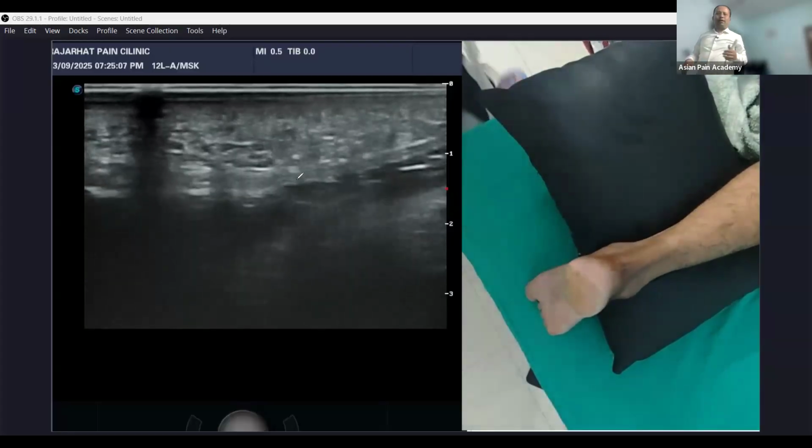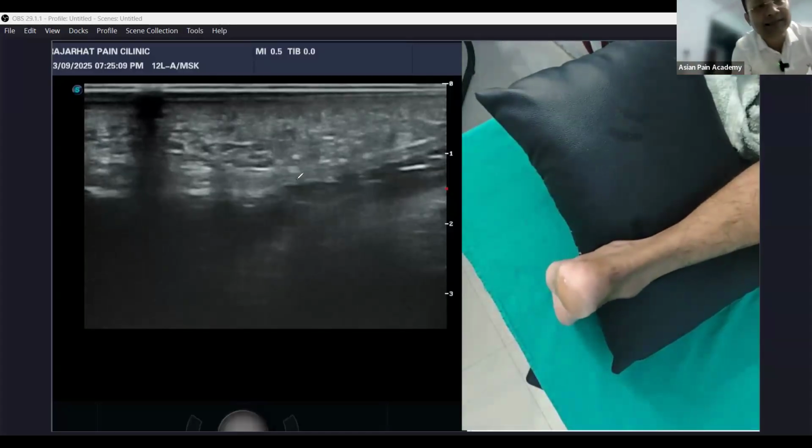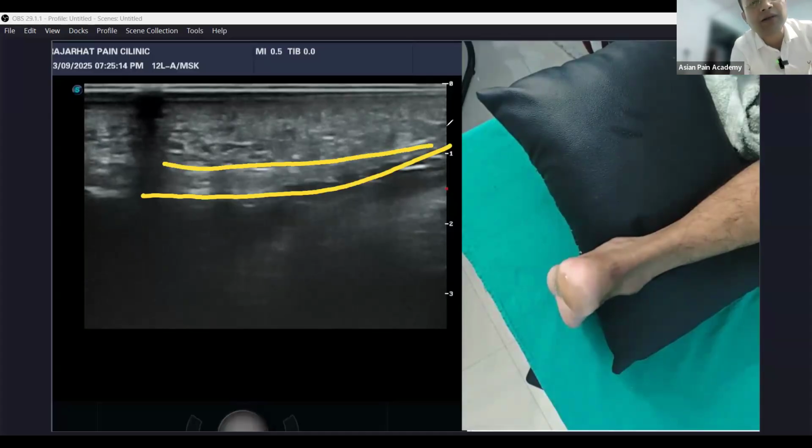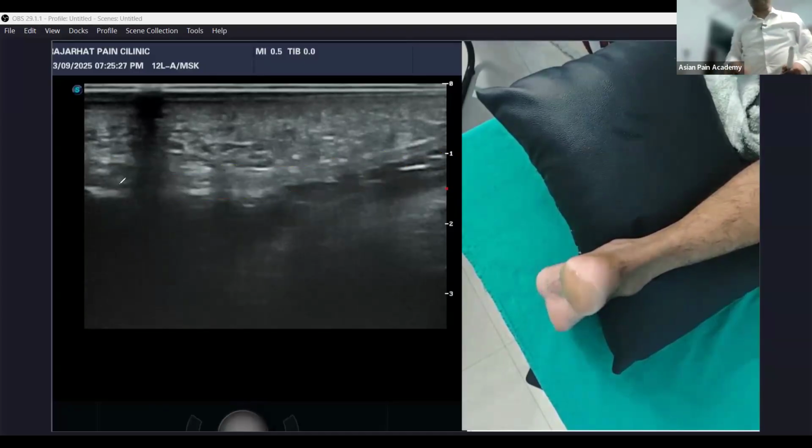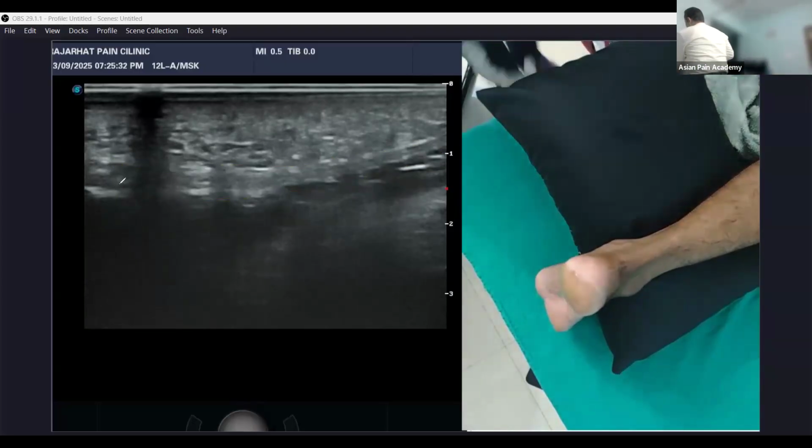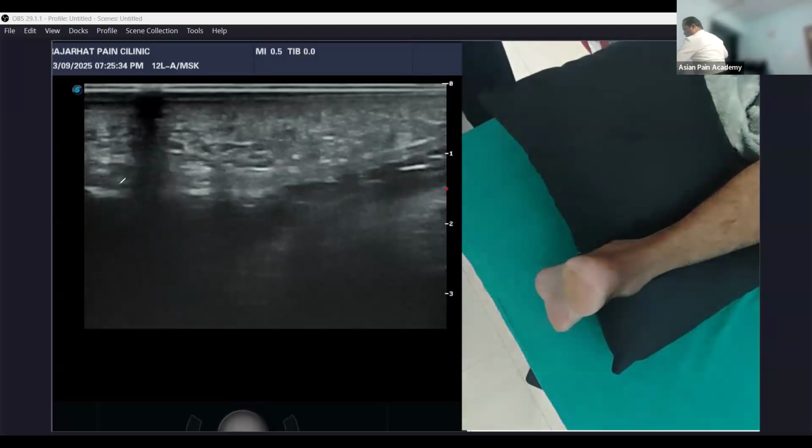Okay, so this is the central slip. This is the central slip of the plantar fascia. Now you can see the width is normal. It is not like some places have become hypoechoic or swollen. Okay, so this is a normal plantar fascia. Now I will show you the long axis and short axis of the plantar fascia.